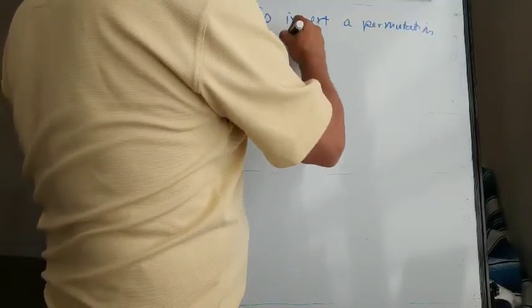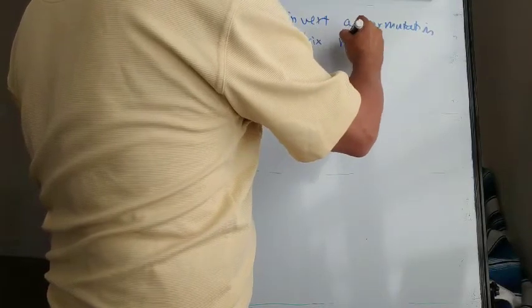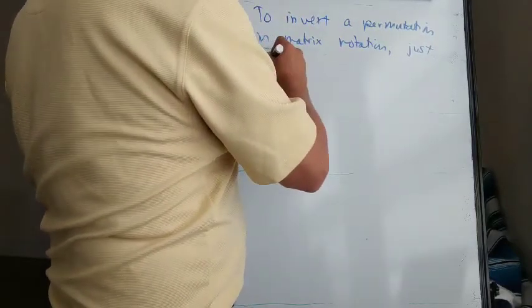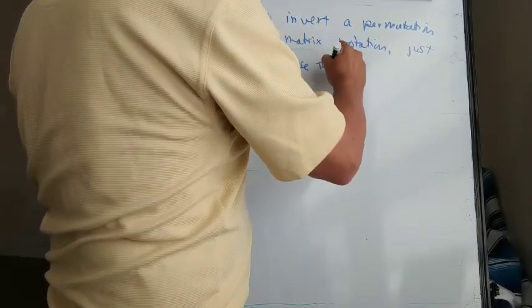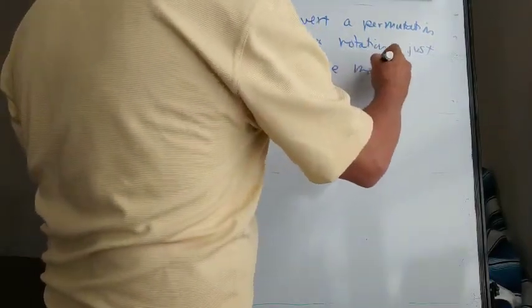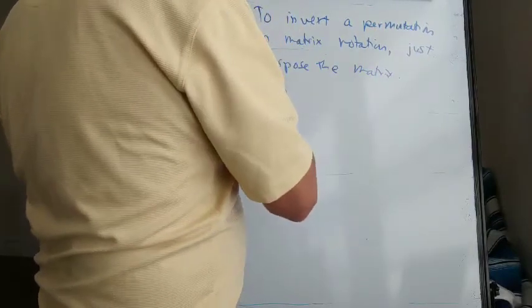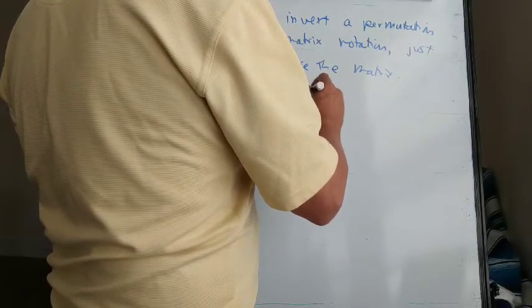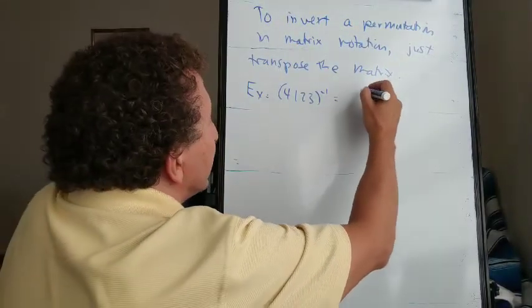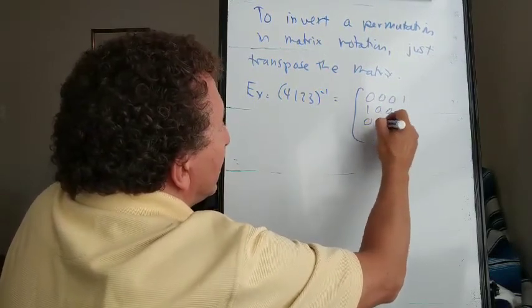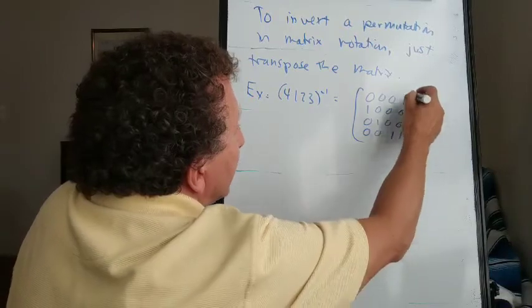in matrix notation, we just transpose the matrix. So for example, 4, 1, 2, 3 inverse is, we'll write out 4, 1, 2, 3.